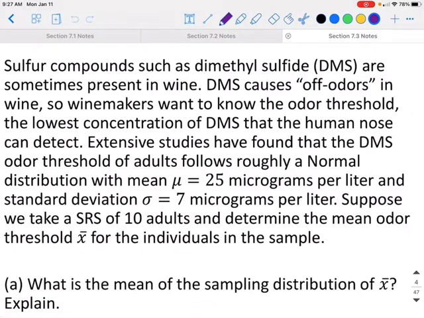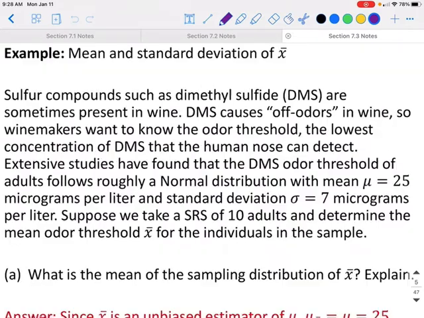Suppose that we take a simple random sample of 10 adults and determine the mean odor threshold X bar for the individuals in the sample. What is the mean of the sampling distribution of X bar? And we need to explain. Since we know that X bar is an unbiased estimator of mu, the mean of all of our X bars will just equal the mean of the entire population, which is 25 micrograms per liter.